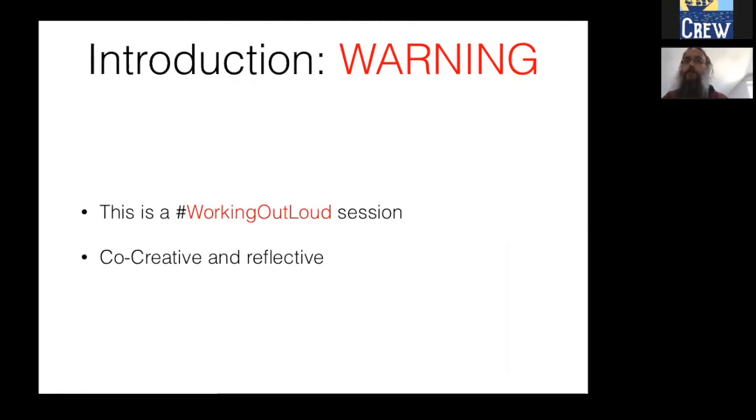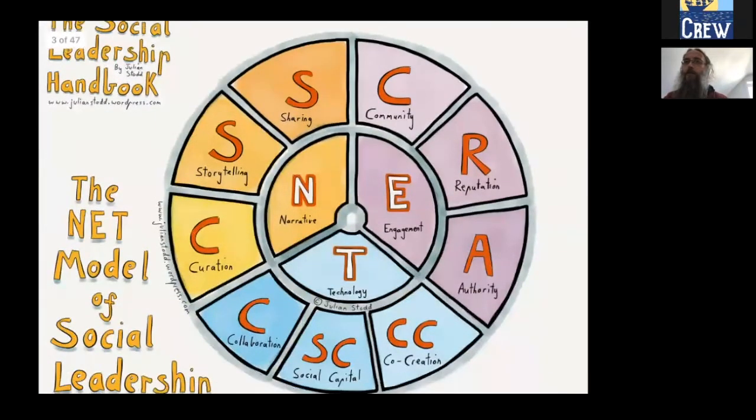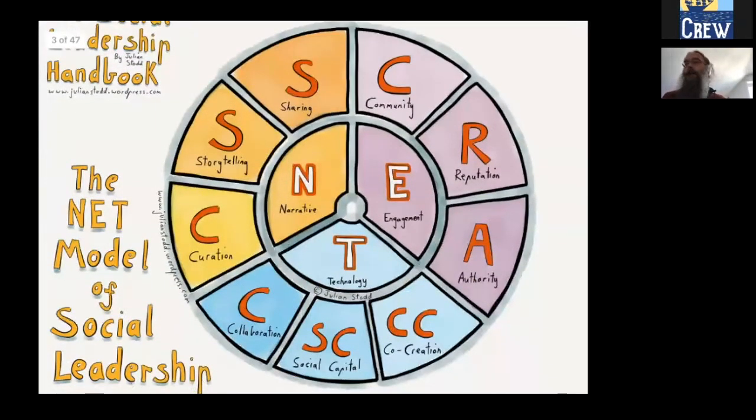So, as Paul said, we are going to be exploring this model, which is the NET model of social leadership. I'll just give you a very quick tour of it now, and we're going to be focusing on that quadrant which sits at the top right that says community. But I like to just set the context of the journey. This is really about social leaders using the authority that is granted to them by the community itself. So it's not about the formal authority given to us by our position within an organization. It's about the reputation-based authority that sits within community.